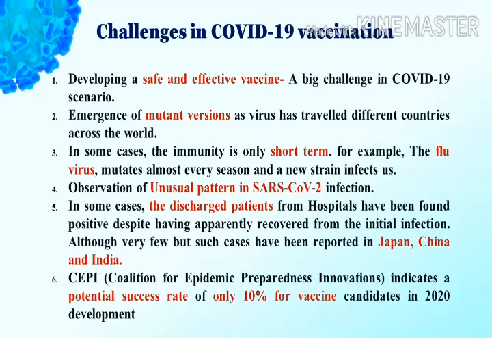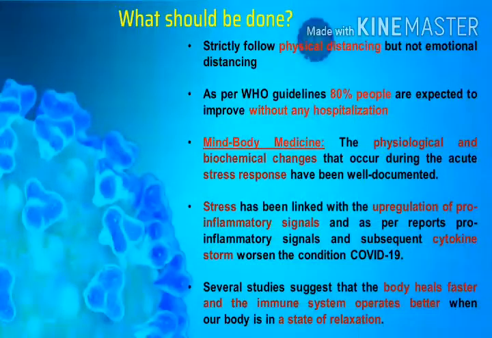There is one organization, as I told you earlier, CEPI, the Coalition for Epidemic Preparedness and Innovations. It indicates that the potential success rate is only 10% for vaccine candidates for COVID-19. Now, what should we do?